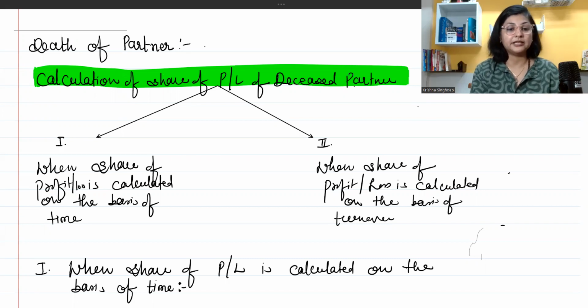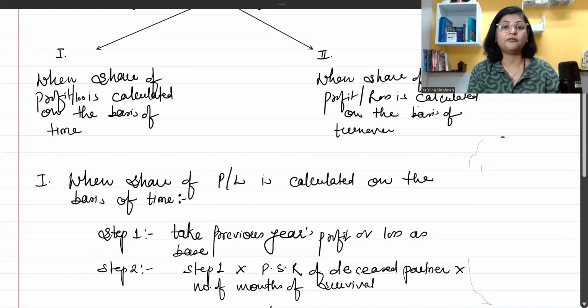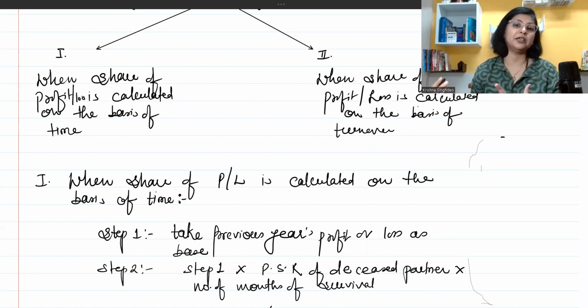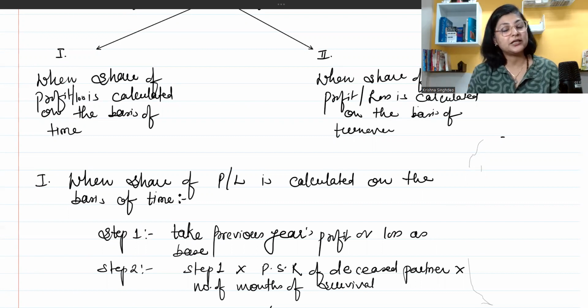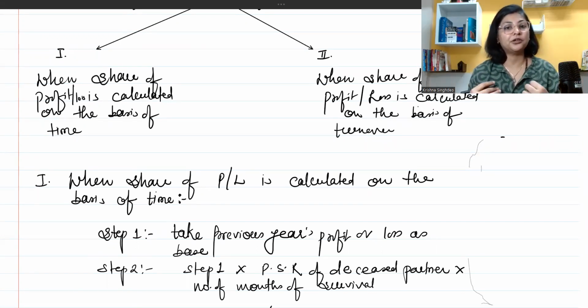Step number one is you are going to calculate the share of the deceased partner on the basis of the previous year. Let's say in the previous year, the profit was 1,20,000 rupees. So this was the yearly profit. Obviously, this year we will assume that the profit is going to be earned on the same basis. Means if I divide 1,20,000 rupees by 12 months, it is 10,000 monthly profit.